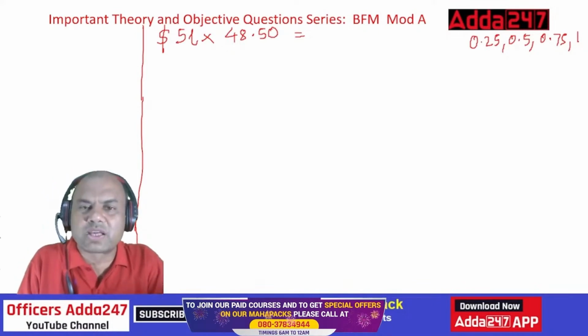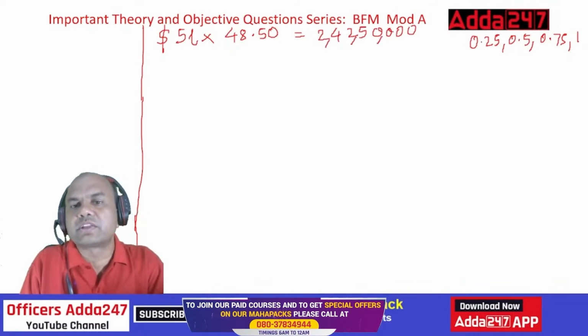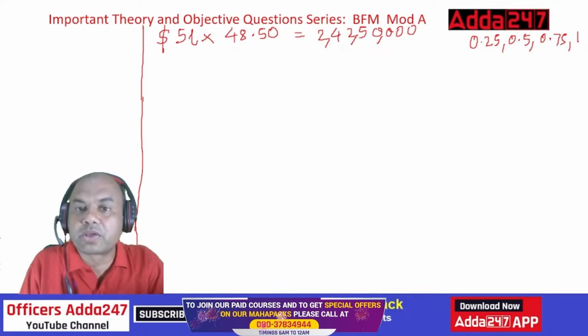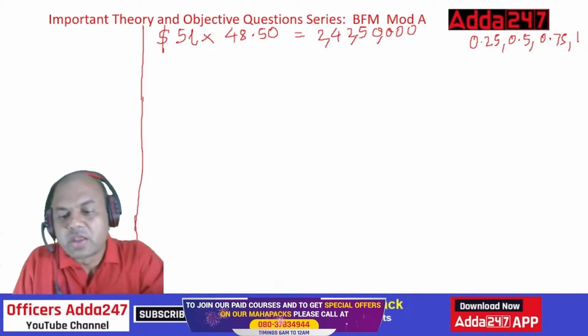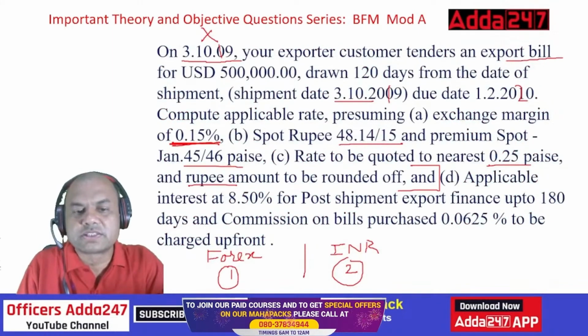Now crores and so on is very difficult. 24, 25 and 4 zeros: 1, 2, 3, 4. So this 2 crore 42 lakhs 50,000 is the amount to be given to the client. Now this dollar problem ends over here. This is over now. Now you have to focus on INR.